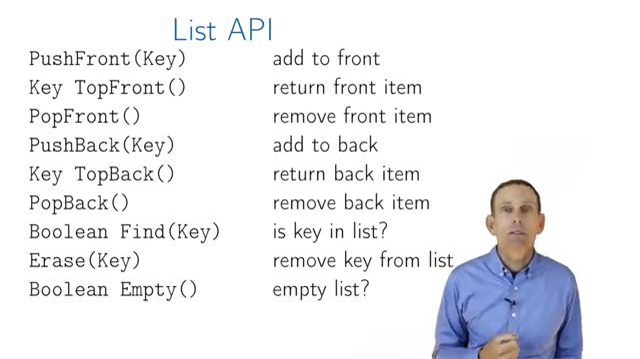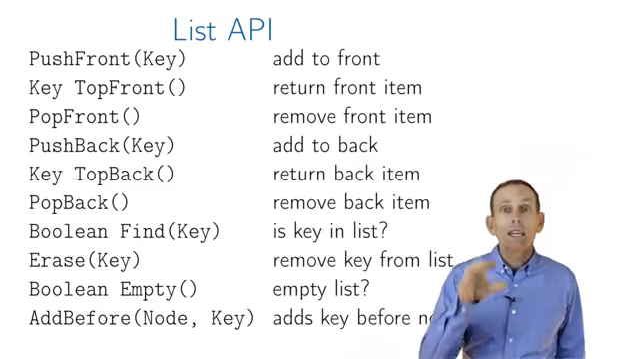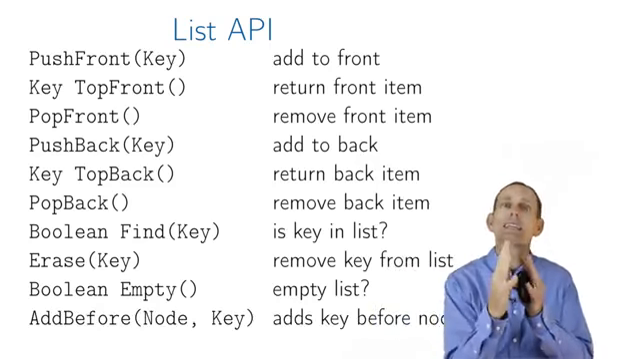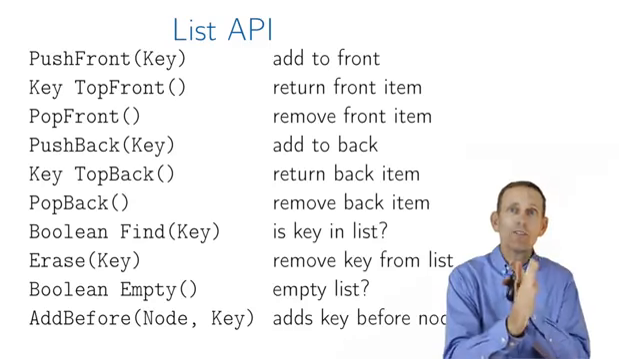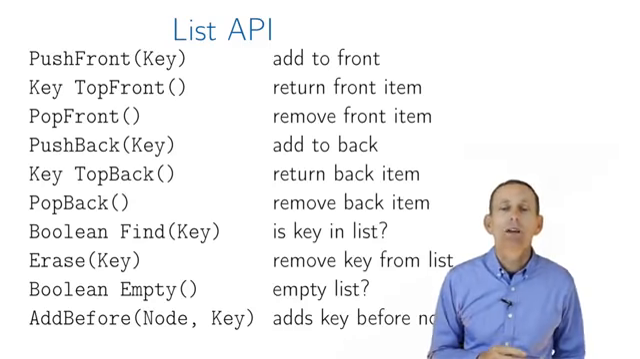Is the list empty or not? That's as simple as checking, is the head equal to nil? We can add a particular key. If we want to splice a key into a list, we can add in a key either before a given node or after a given node.